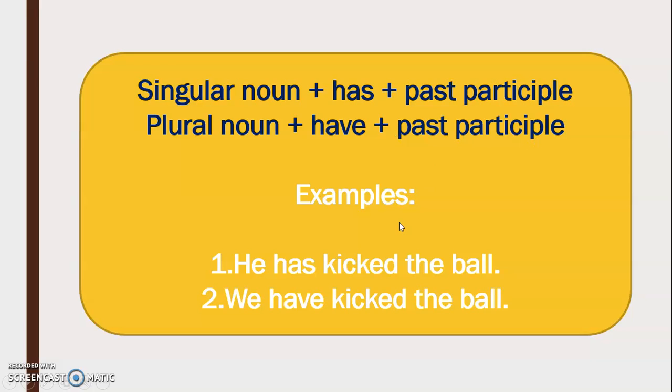Alright, so examples of sentences are, for example, the first one, he has kicked the ball. So he is a singular noun, has, and kicked is the past participle of the verb kick, K-I-C-K. And the second version of this sentence is we, as a plural noun, have also kicked the ball. Right? So the most important thing here is to determine the singularity or the plurality of the noun to determine whether you have to use has or have.